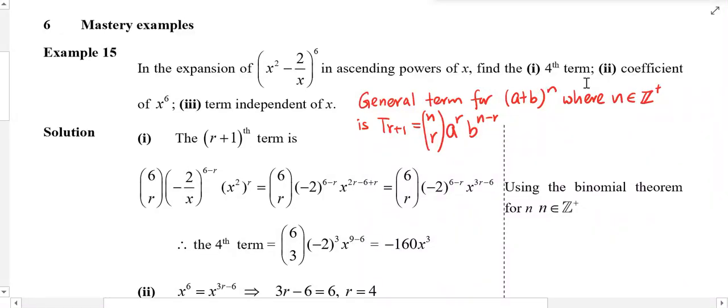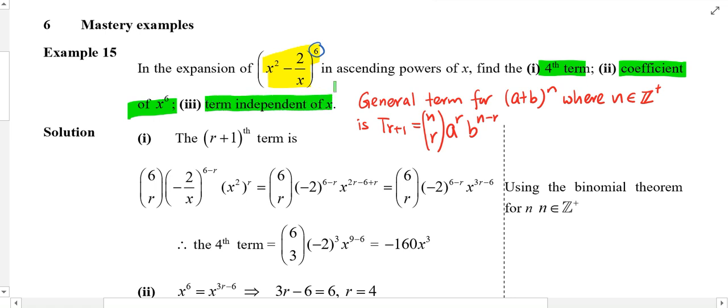In example 15, we look at this expansion of (x squared minus 2 over x) to the power 6. Once again, the power is 6, a positive integer. So that's your O-level type question, where your expansion is finite. In this question, we have to find 3 parts. First, work out the fourth term. Secondly, find the coefficient of x to the power 6. And lastly, the term independent of x.